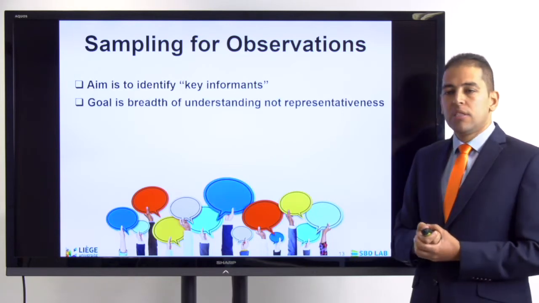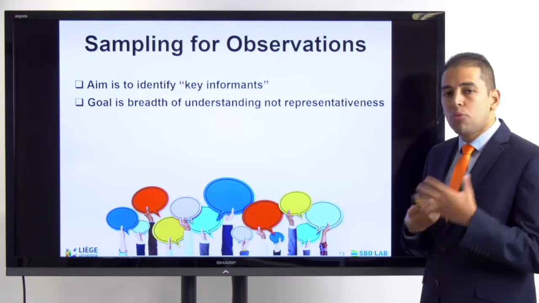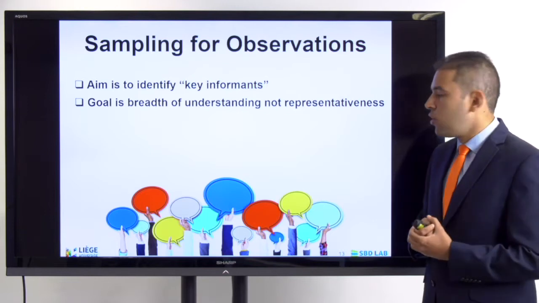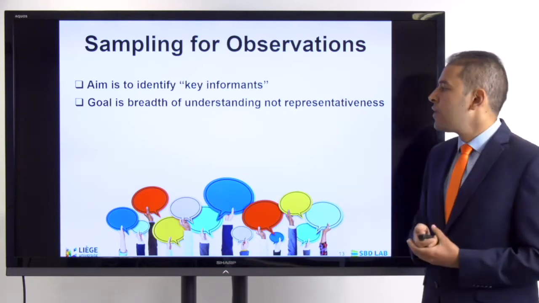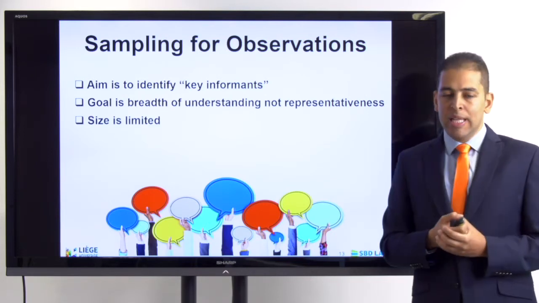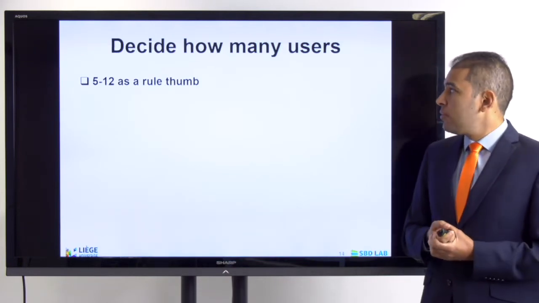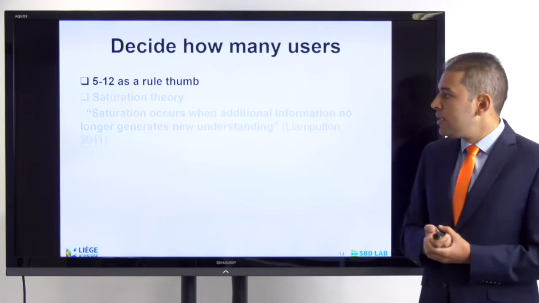The goal here is the breadth of the understanding. We want to have a more meaningful understanding of the relation, interaction, and so on with the solution. And we are not looking here for representativeness. So this is important to mention. As I said also earlier, we are looking here at a limited size of testers. The rule of thumb to decide how many users can vary from 5 to 12 normally.